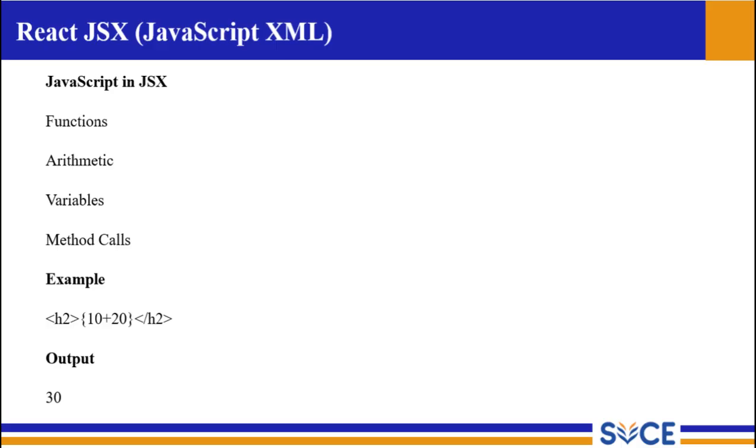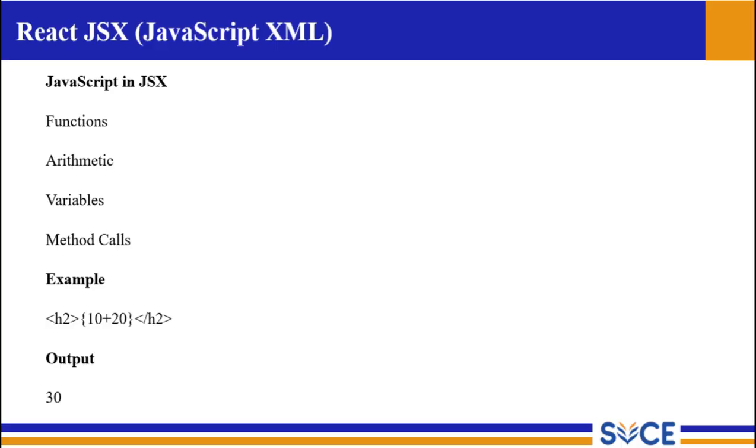The simplest example is displaying the value of a variable. Suppose we have a variable called studentName that stores the value, for example, Ananya. Instead of typing the name directly in the HTML, we can simply place the variable inside curly braces. React evaluates the variable and displays its value. If the value changes later, React automatically updates the user interface without requiring us to refresh the page.